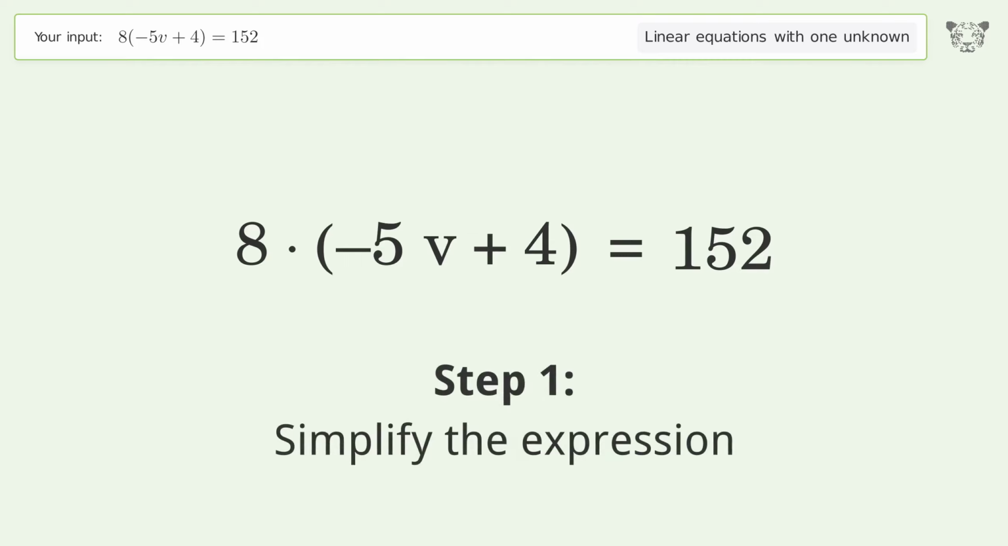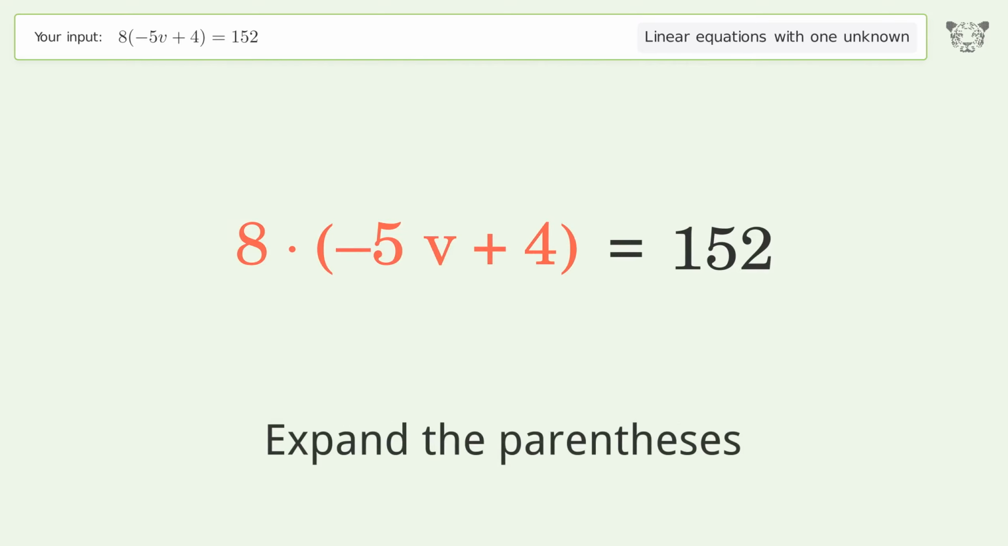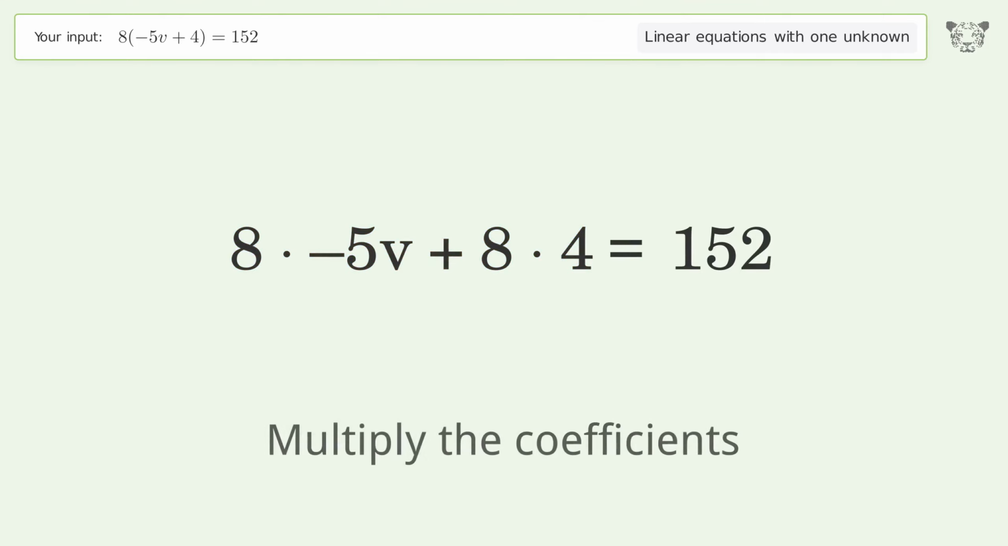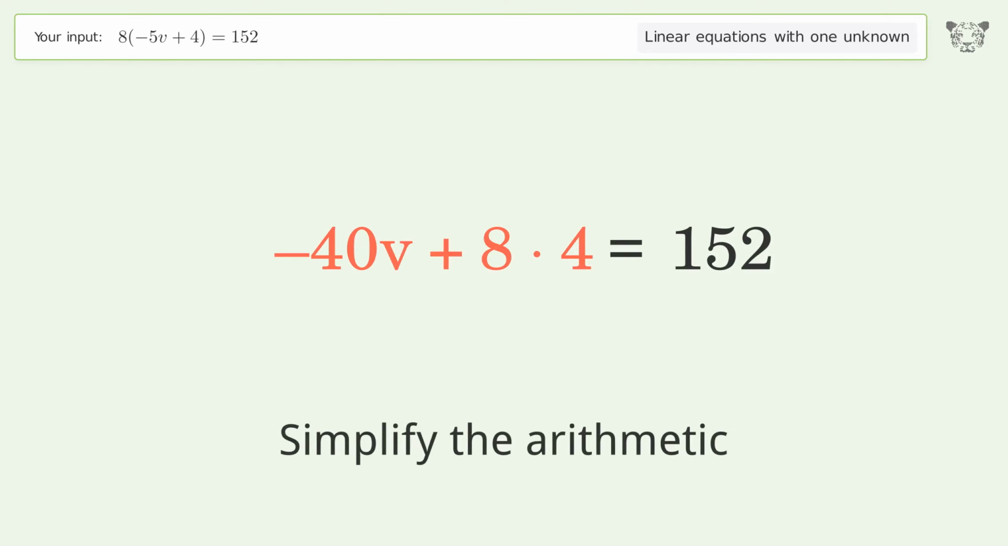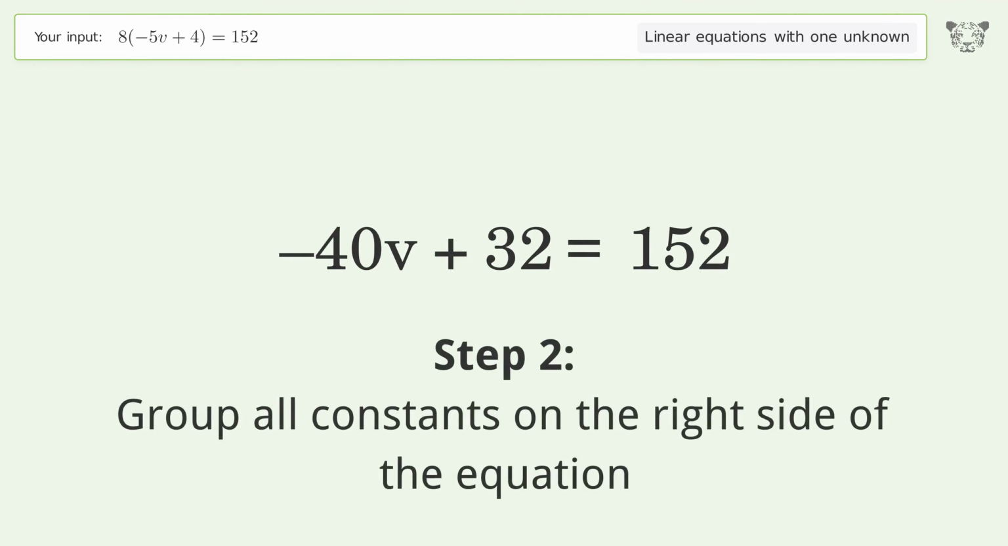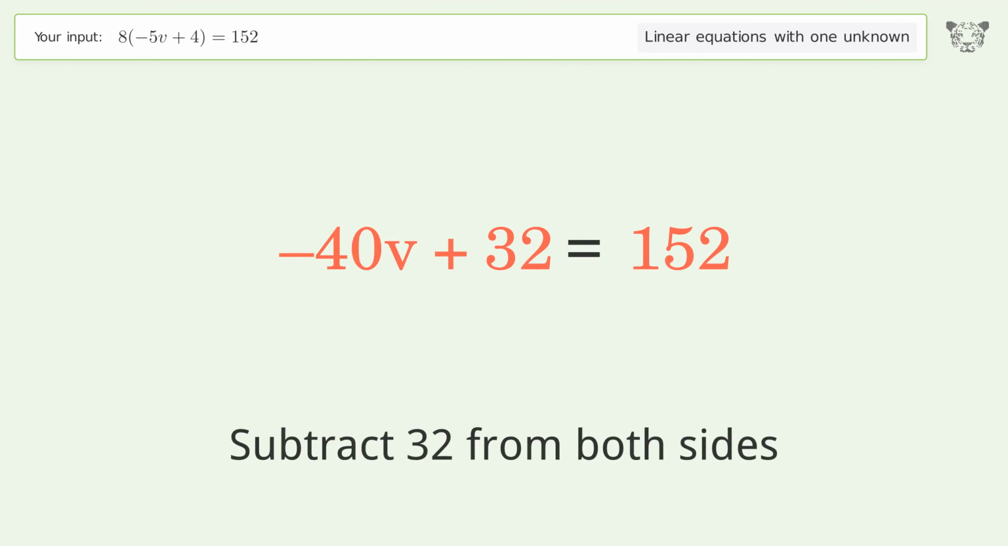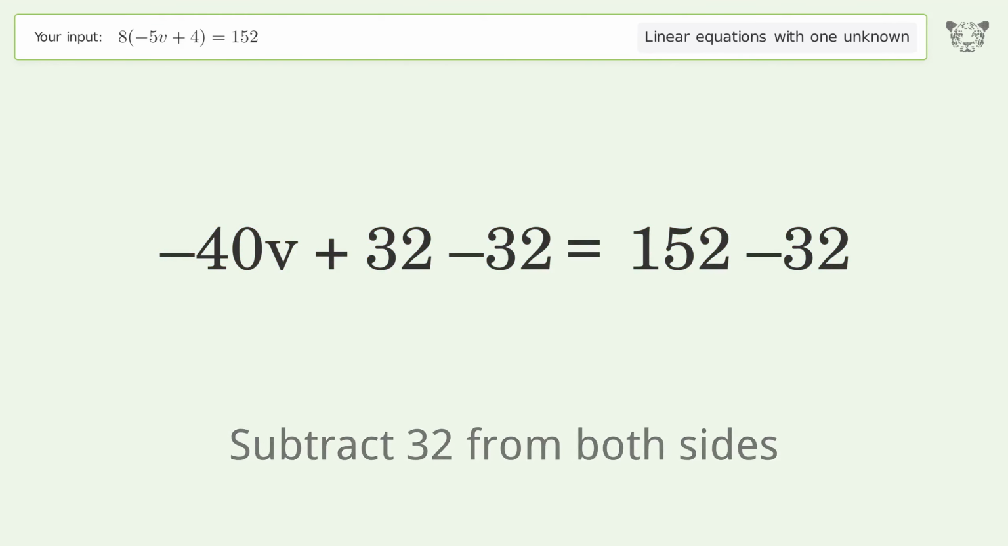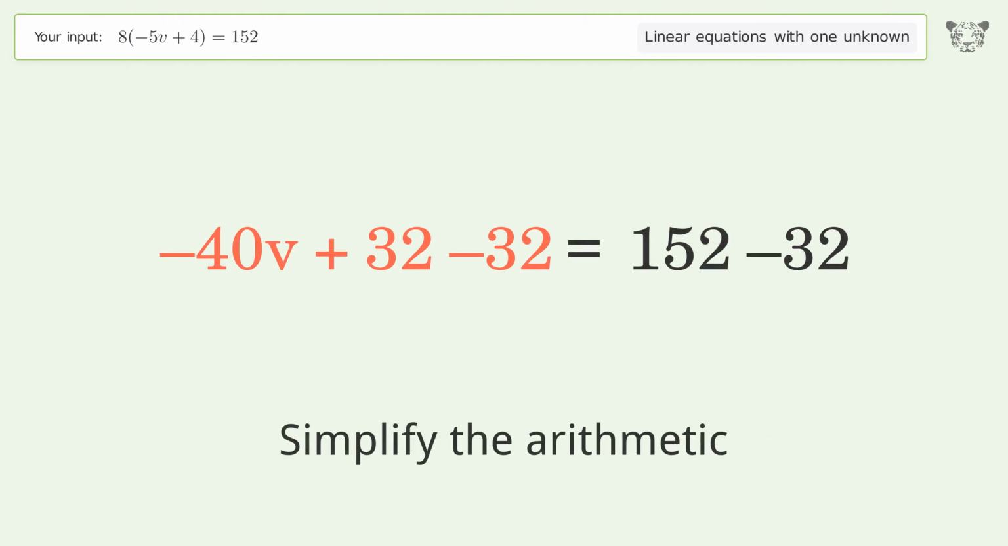Simplify the expression. Expand the parentheses. Multiply the coefficients. Simplify the arithmetic. Group all constants on the right side of the equation. Subtract 32 from both sides. Simplify the arithmetic.